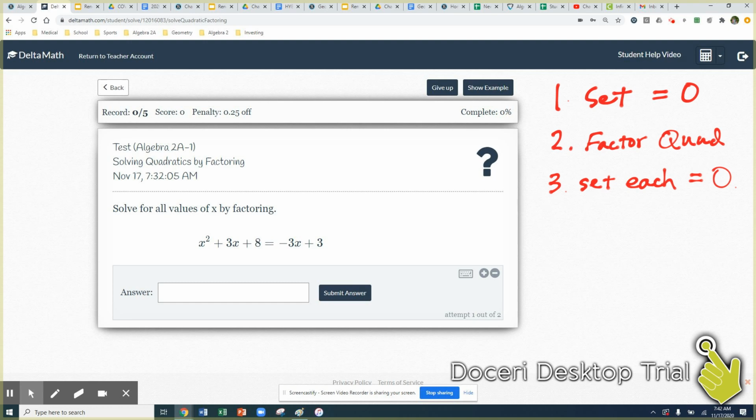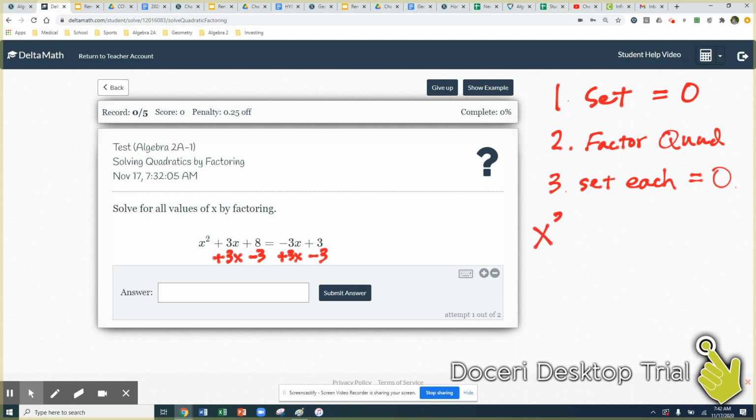So taking a peek back at our quadratic, we've got x squared plus 3x plus 8 equals negative 3x plus 3. So the one big problem here, for me to use that zero product property, is I got to get this right side set equal to 0. So I'm going to get anything that's over on that side moved over to the left side. So really quick, we're going to add 3x over here. Then we're going to subtract 3. So now this is what it will look like.